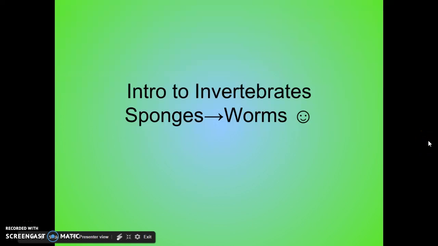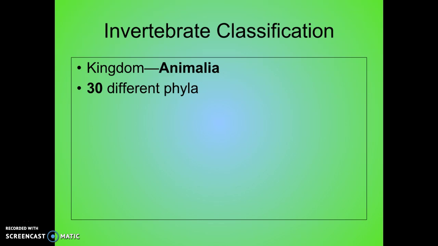Hi, my friends. We are going to talk about invertebrates with this lecture series, and I'm going to start with the introduction. So, invertebrate classification, we should know from here until we start plants that we are in kingdom Animalia. There are 30 different phyla of invertebrates. I would highlight that these guys are in kingdom Animalia.